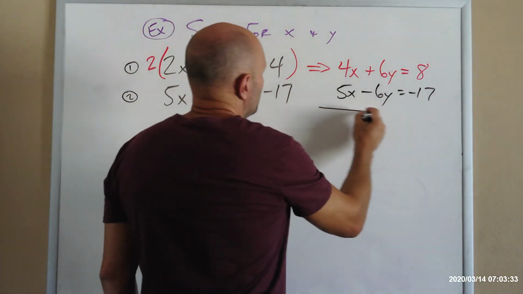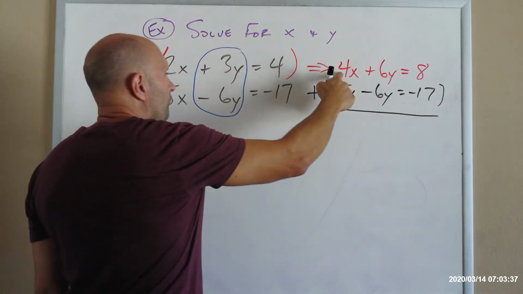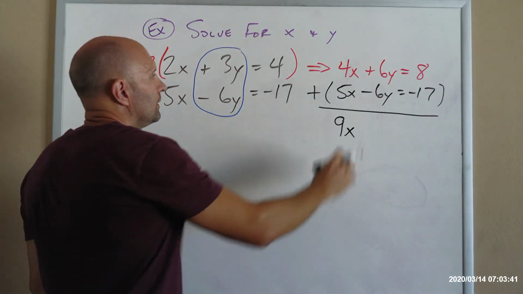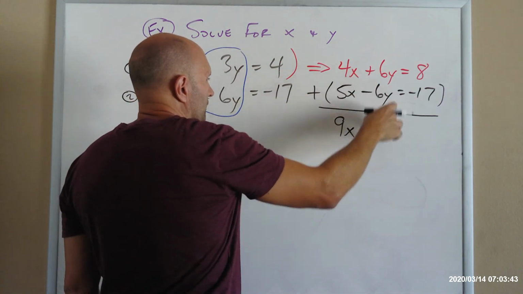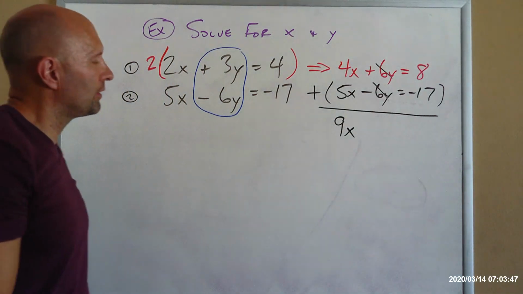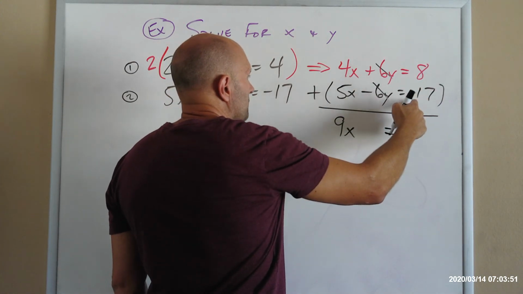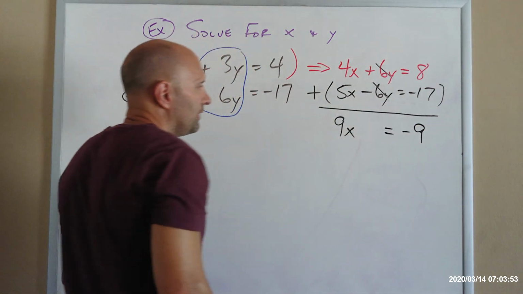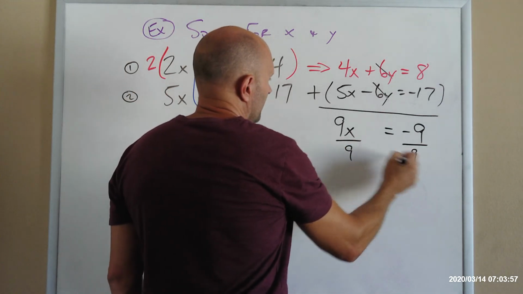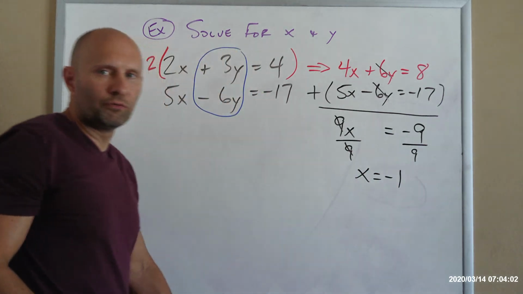So now what I'm going to do is add these two equations. 4x plus 5x is 9x. 6y minus 6y, these guys cancel each other out. That's the elimination part of this situation. Equals 8 minus 17, which is negative 9. So divide both sides by 9 to get x by itself. Careful with your negative signs. x is equal to negative 1.